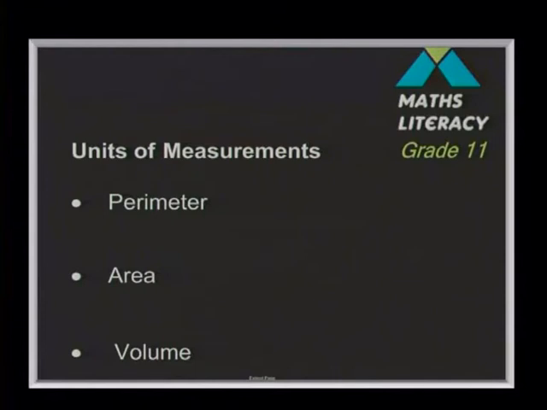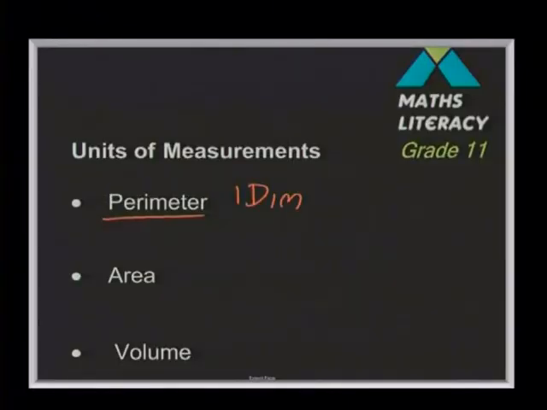Right, so firstly we're going to be looking at perimeter. Perimeter is a value where you use one dimension. It does not change, it is always one dimension. And the units of measurement are normally your millimeter, centimeter, meter. You could even use kilometer, but most of our calculations will be done in those three measurements.